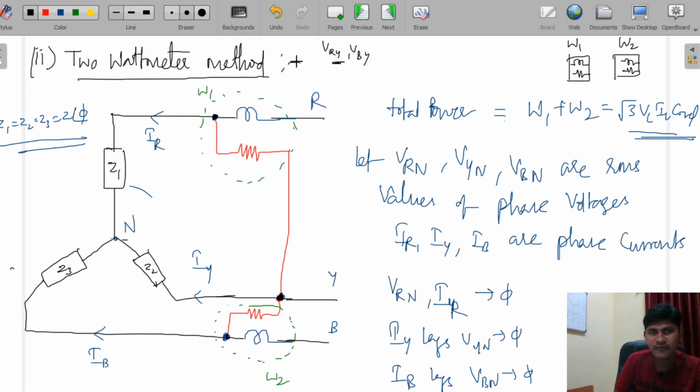See here, VRY, this is R. VRY is the voltage at this point with respect to this point, which is equal to the voltage at this point with respect to this point plus the voltage at this point with respect to this point. From R to N, the voltage between R and N will be VRN. From here to here, the voltage will be VYN.